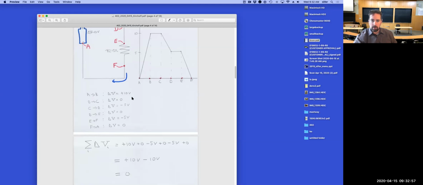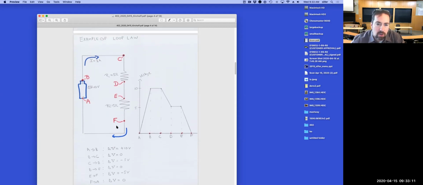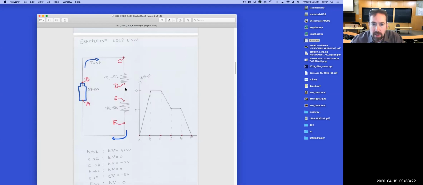So the sum of the voltage changes around this loop is going to be equal to 0. Now let me read what the question here is. How do you determine if delta V is plus or minus if it flows through a resistor going right to left? So this is a question: how do you determine if delta V is positive or negative?